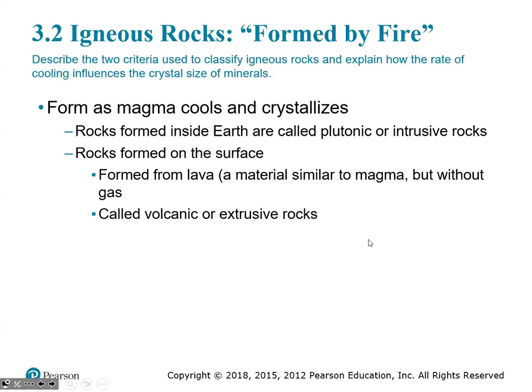So, igneous rocks. We're talking about rocks. Igneous rocks are rocks formed by fire. They form from molten rock. So they form as magma cools and crystallizes. If they form inside the earth, they're called plutonic or intrusive rocks. And if they form on the surface, they form from lava, which is just magma that has left the inside of the earth. But in that process, it loses its gas. And these are called volcanic or extrusive rocks because they come out of a volcano.